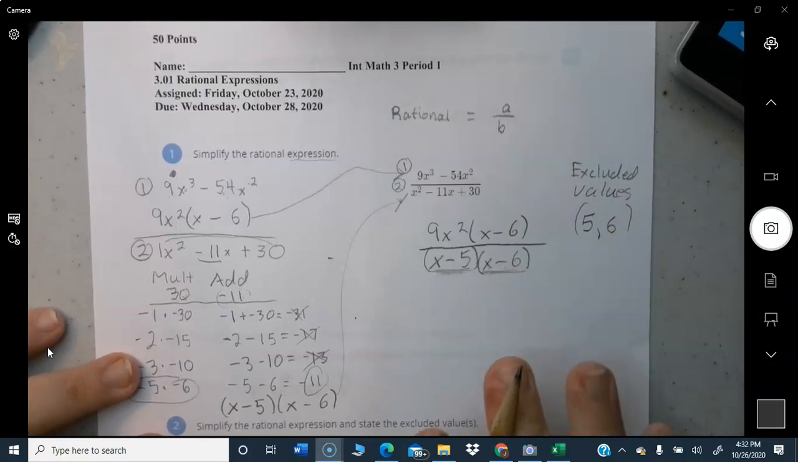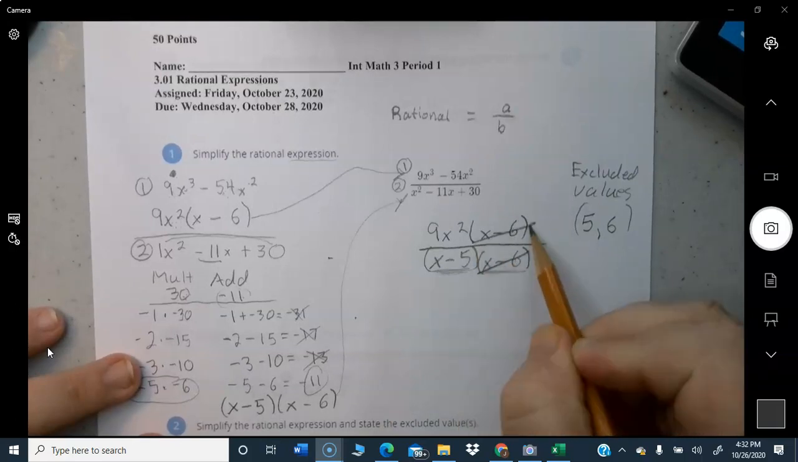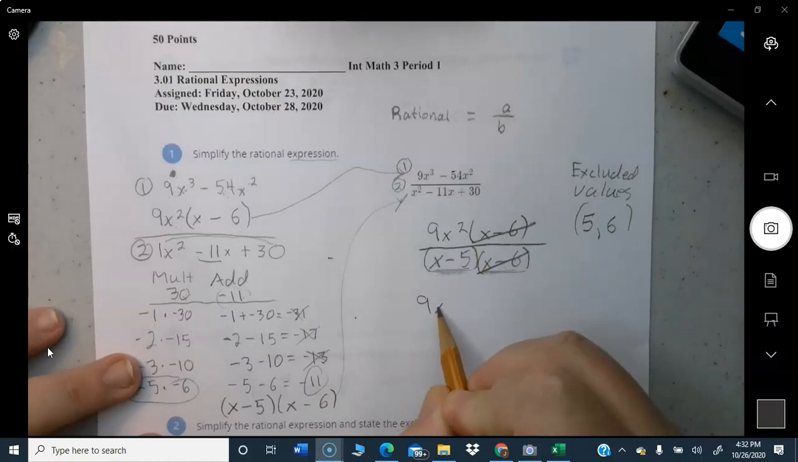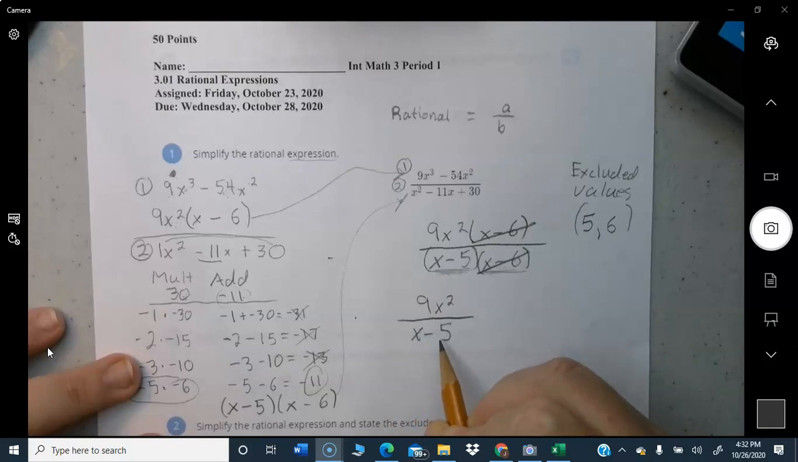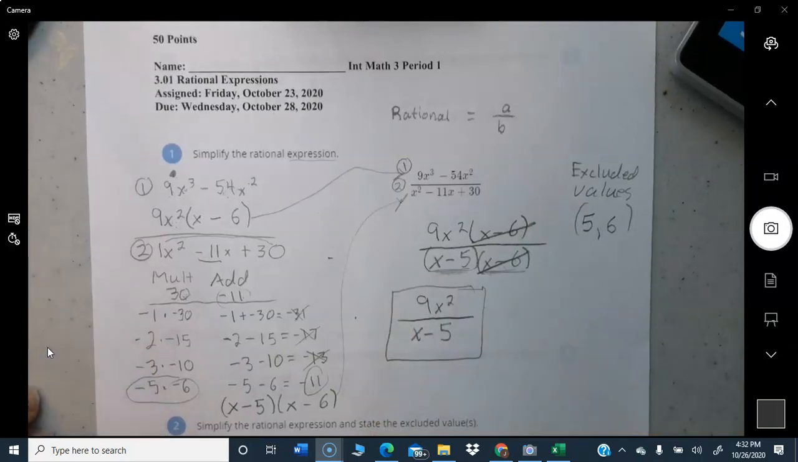Okay, so now that we've done that, we can cancel. So we see both top and bottom have x minus 6 right there. And so that's as much as we can cancel. There's nothing else that will cancel. So this is our final answer. That's as simplified as we can make this.